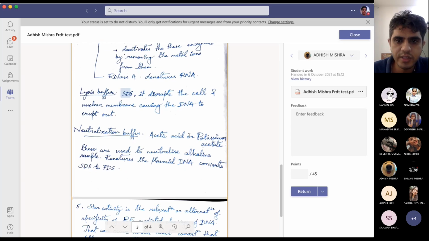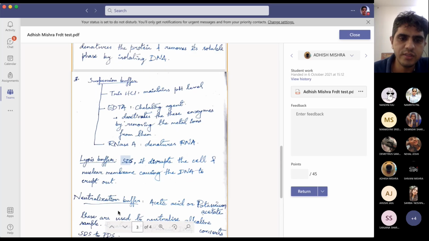Then coming to neutralization buffer, it is acetic acid and potassium acetate. That's fine. It is used to neutralize the alkaline sample. Yes, that's right. So of 3 components, 2 components are right. One is half. So here you are getting 4 marks. Question number 3, 4.